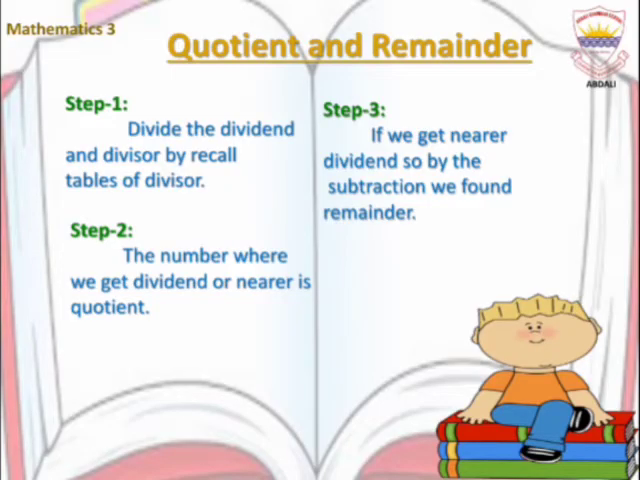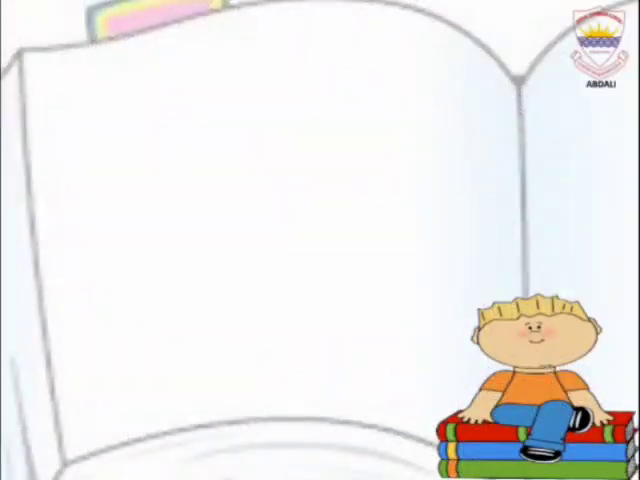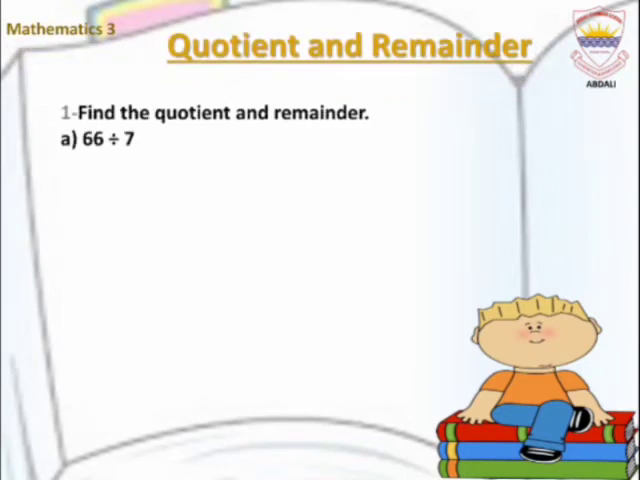By following these steps, we start to solve our examples. Students, our first example is find the quotient and remainder. Our question is 66 divided by 7. Now student, let's divide 66 by 7.